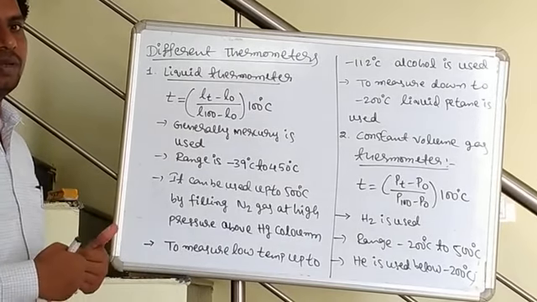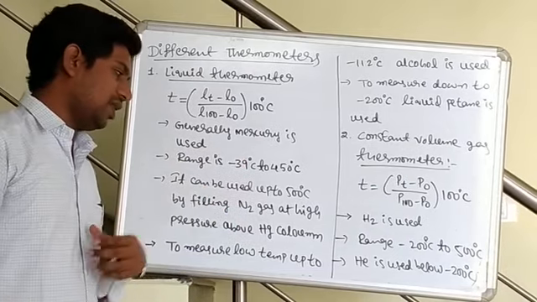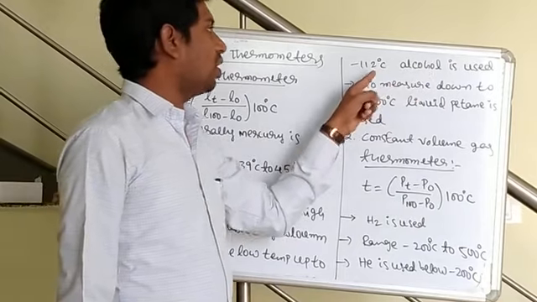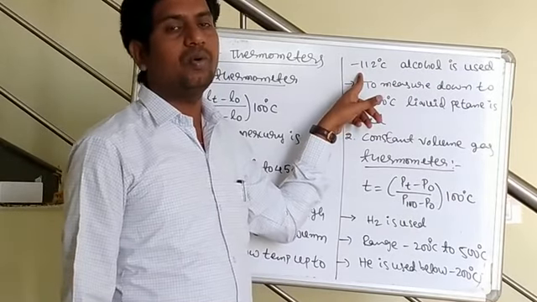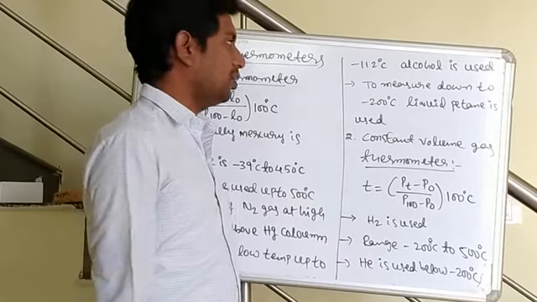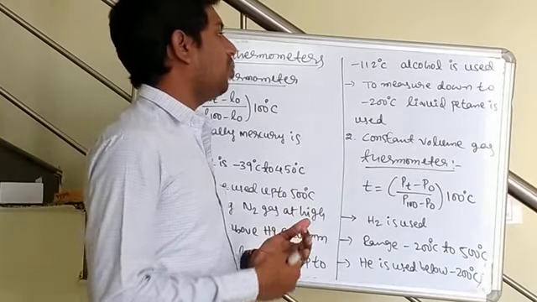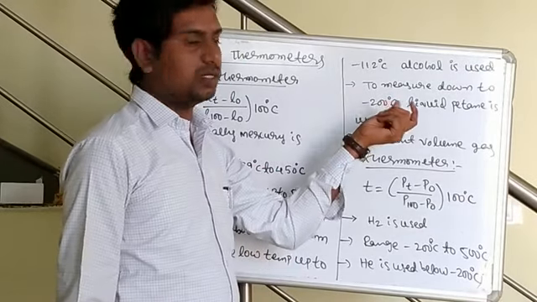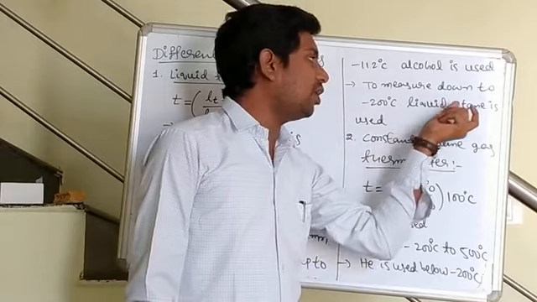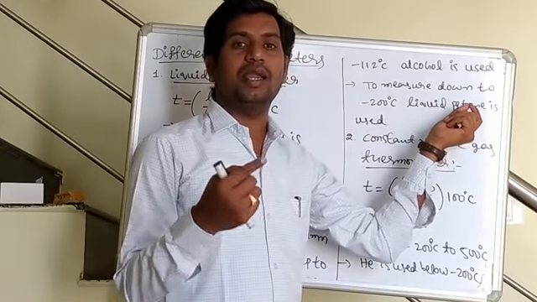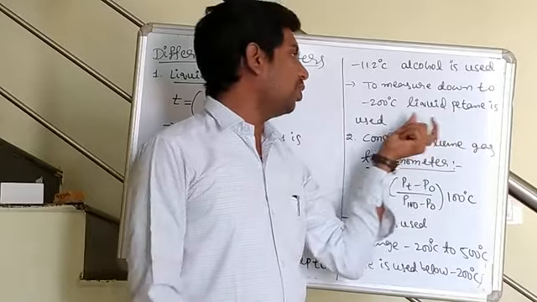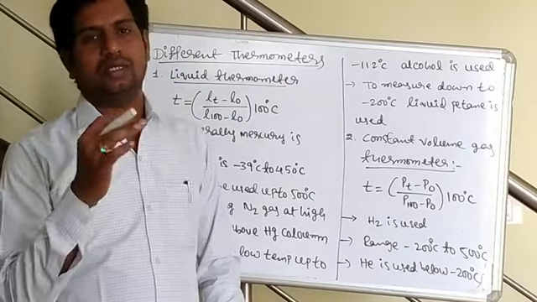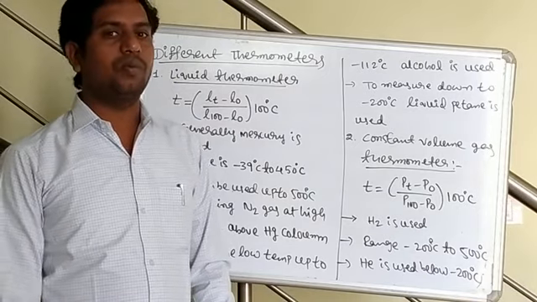But to measure lower temperatures below minus 39, we can use alcohol, and using alcohol we can measure temperature down to minus 112 degrees Celsius. And if we want to measure even lower temperatures, down to minus 200 degrees Celsius, we have to use liquid pentane. By taking liquid pentane in a glass tube, we can measure down to minus 200 degrees Celsius. So these are the liquid thermometers.